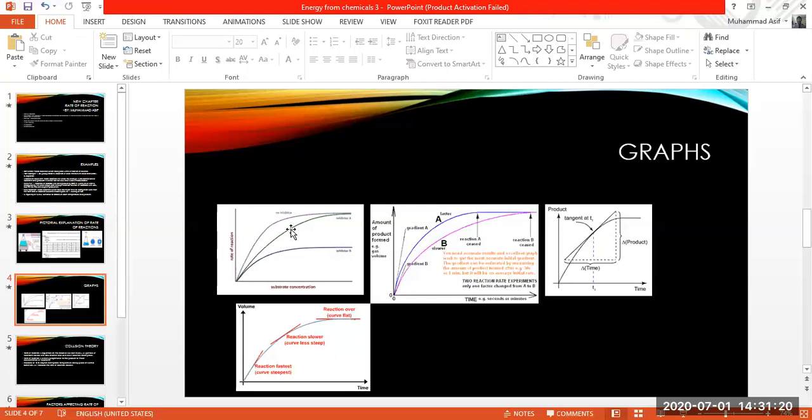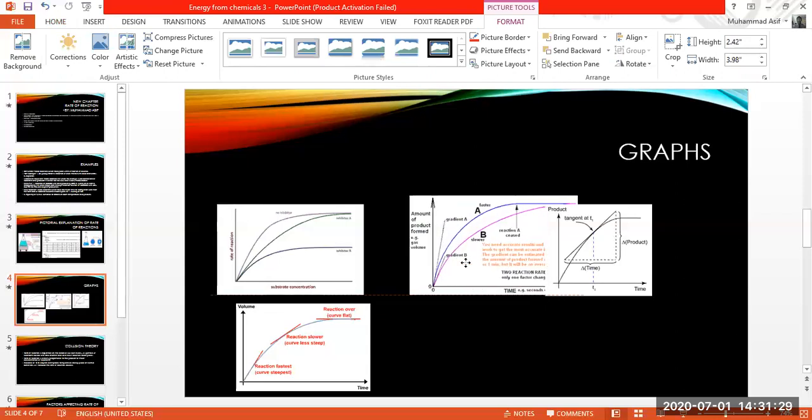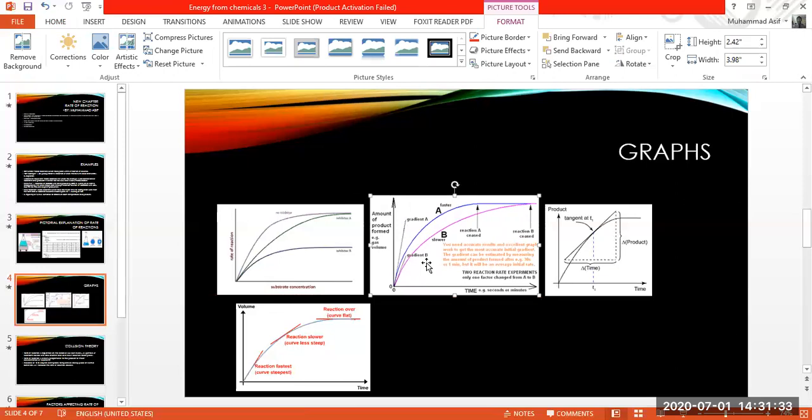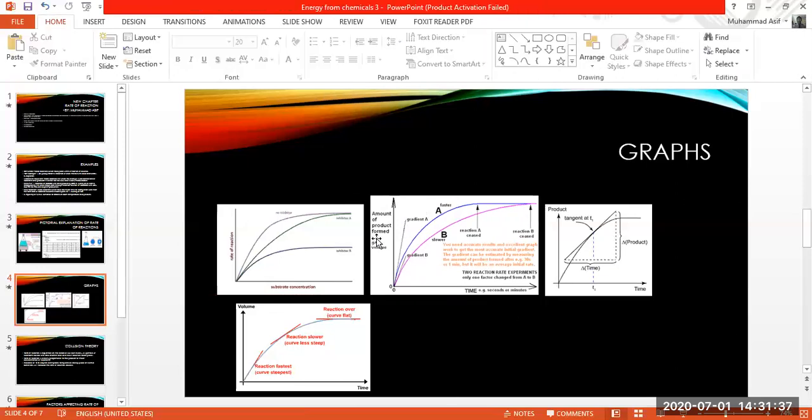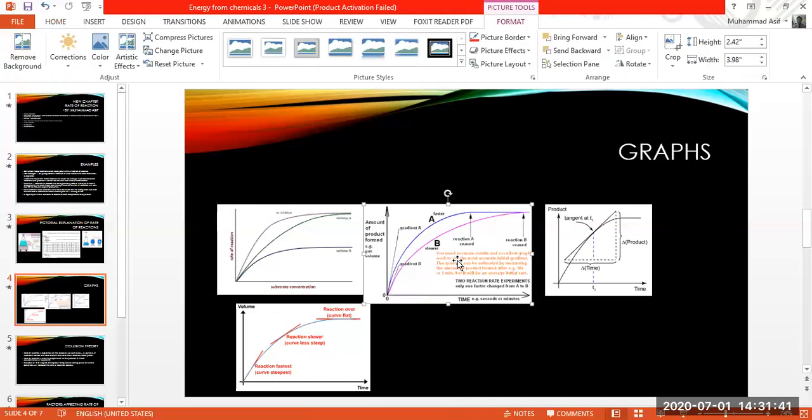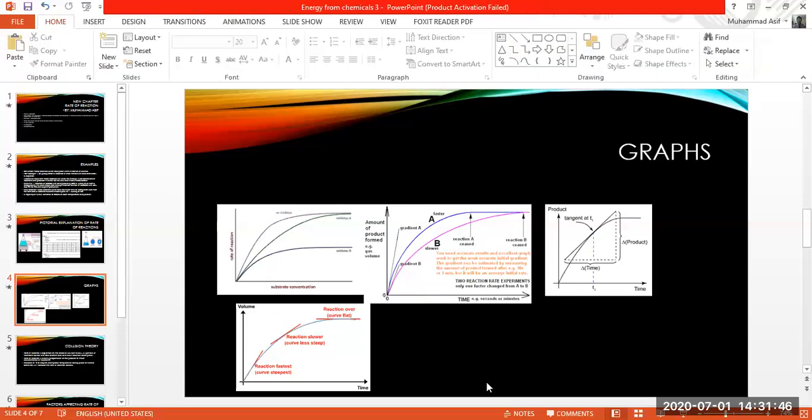Now, from here, this portion of the curves always indicates the rate of reaction. Remember, this portion indicates the rate of reaction normally. If we add something or due to any factor the rate of reaction is increased or decreased, definitely this portion of the graph will indicate that either the reaction is going faster or slower. So much information we can obtain from graphs.